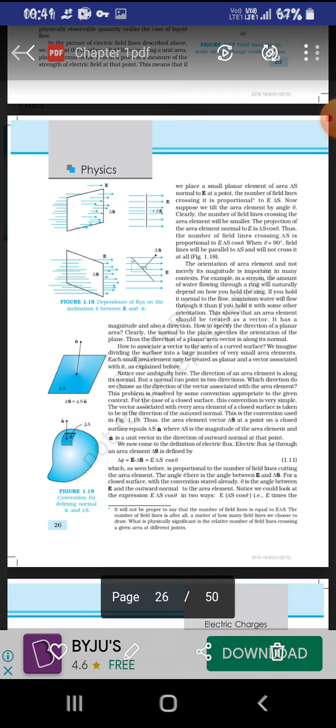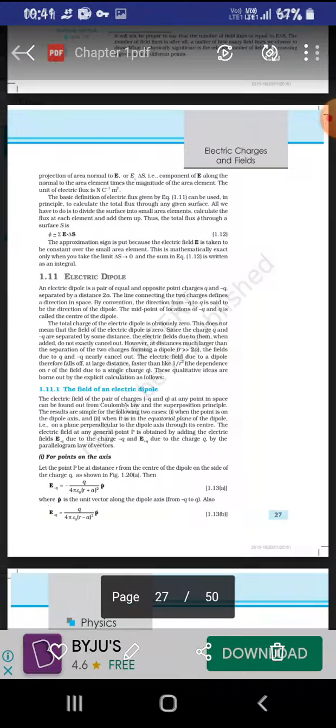Next, we can define the flux delta phi as E into delta S cos theta. Therefore the unit of electric flux is N C^-1 m^2. So the total flux phi is the summation of E into delta S.